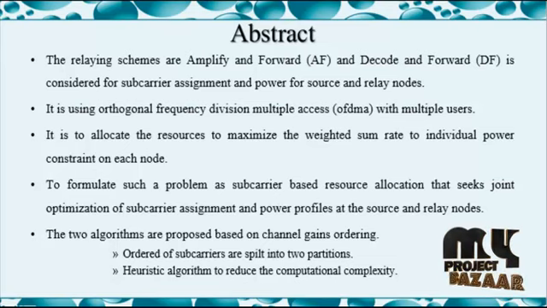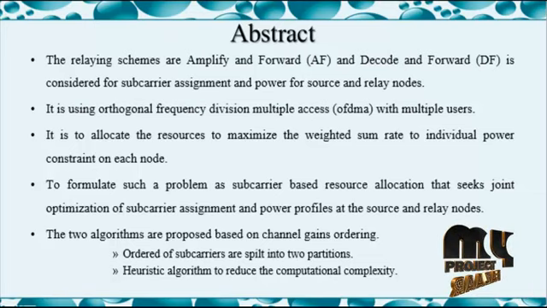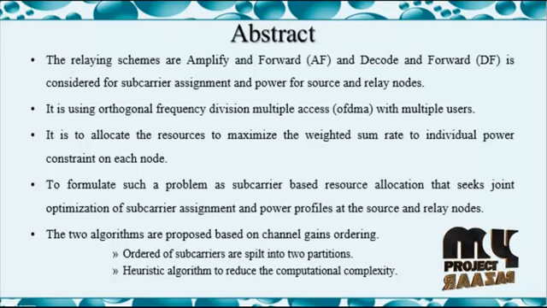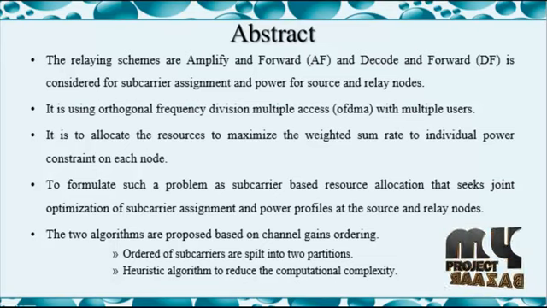The objective of this product is to allocate the resources to maximize the weighted sum rate subject to individual power constraints on each node. We formulate such a problem as subcarrier based resource allocation that seeks a joint optimization of subcarrier assignment and power profiles at the source and the relay nodes. Using high signal to noise ratio, that is SNR, approximations, two algorithms are proposed based on the channel gains. In the first algorithm, the ordered subcarriers are split into two partitions. The first partition of the ordered subcarriers is assigned to one of the users, whereas the second partition is assigned to the remaining users.